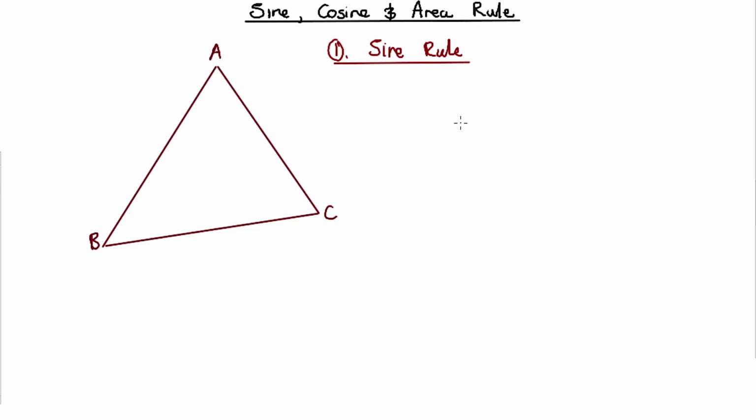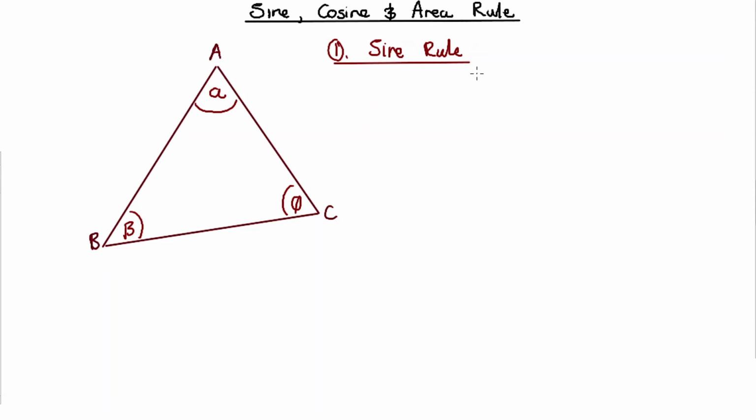So the sine rule, basically what it does, it's a ratio between a side and the sine of its opposite angle. Let's say we assign some angles here. Let's assign alpha as the angle at vertex A and beta as the angle at vertex B, and let's place theta here as the angle at vertex C.